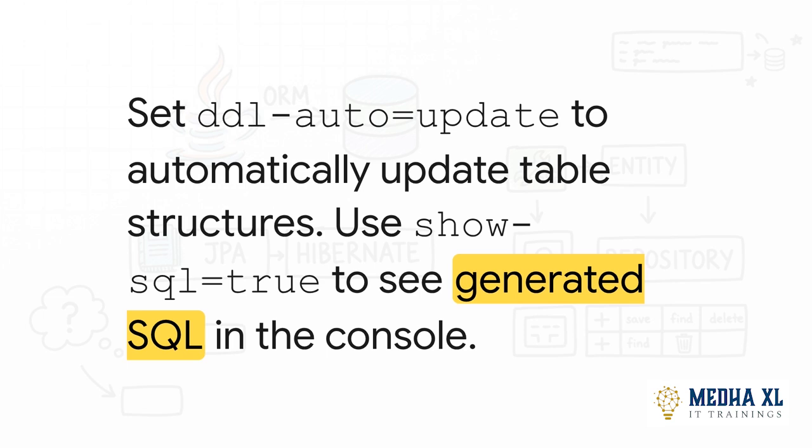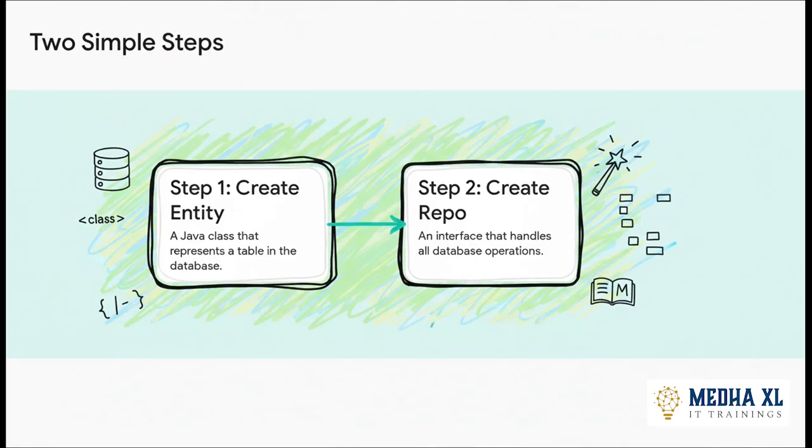No more writing alter table scripts. And show-sql=true is our little magic window to peek behind the curtain and see the exact SQL it's writing for us. So how do we get this all wired up? It's almost shockingly simple. It boils down to just 2 steps. First, we create something called an entity, which is just a fancy name for a Java class that's going to map to a database table. And second, we create a repository, which is an interface that will handle all our database operations.